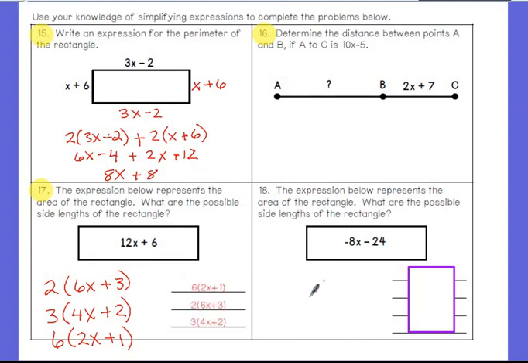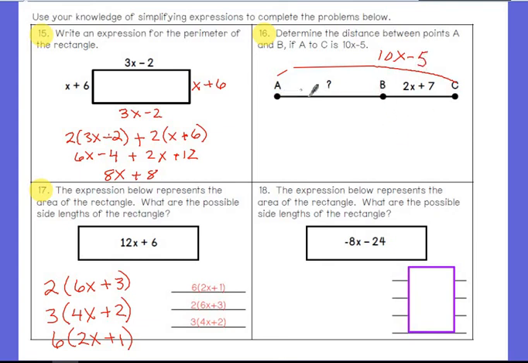Okay, 18 will be done the same way. You're going to do that problem in a minute. It looks like there are going to be 4 different options you could take out and have different side lengths for this one. Okay, I'm going to actually start 16 and you're going to finish it. 16 says determine the distance between point A and B, here to here, if A to C is 10x minus 5. The whole line from A to C is 10x minus 5.